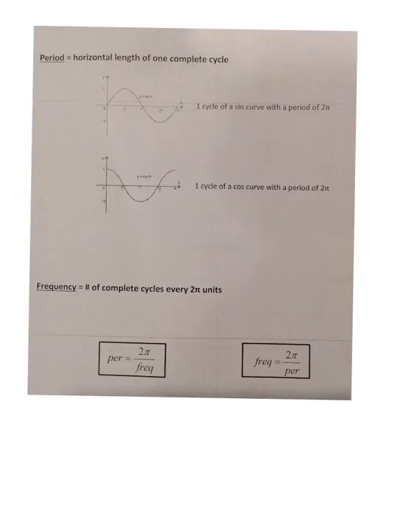In this video, we're going to talk about the period and the frequency of a graph. If you look up here at the top, you would find this a little ways down on page 2 in your notes. So if you look at page 2, period is the horizontal length of one complete cycle.